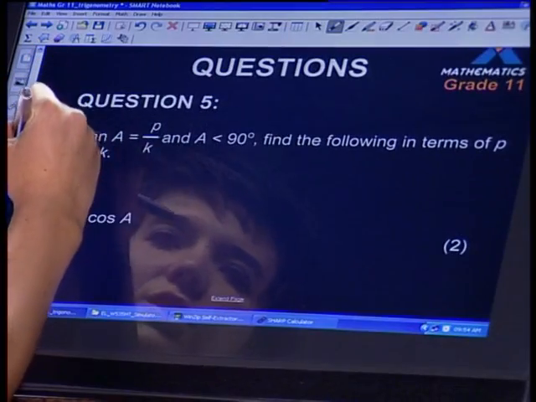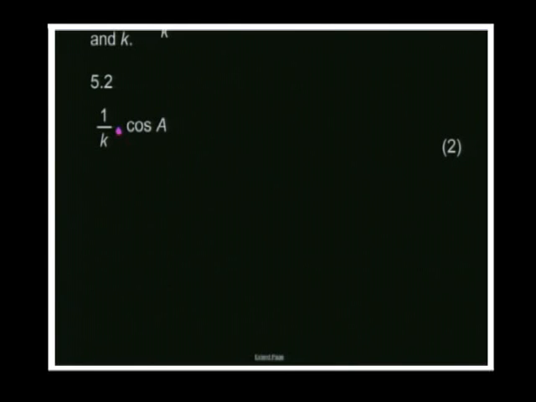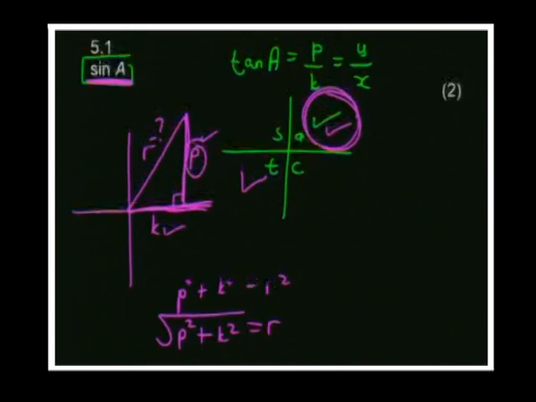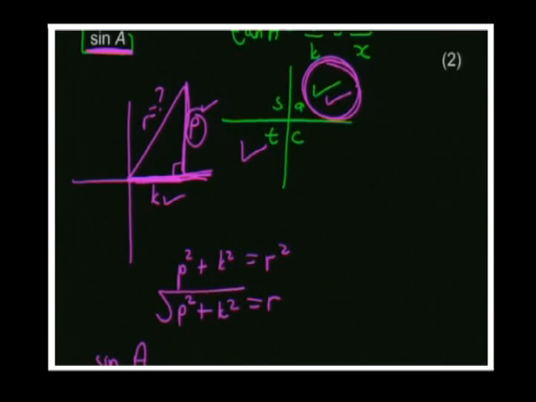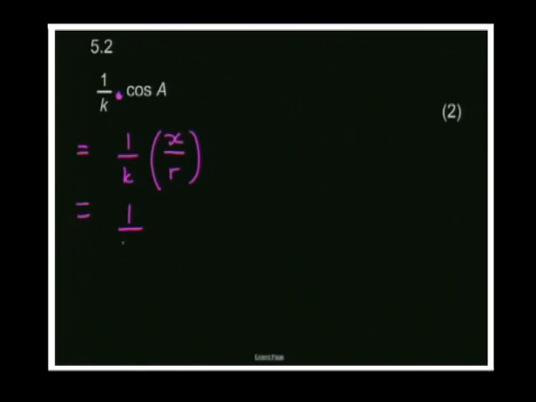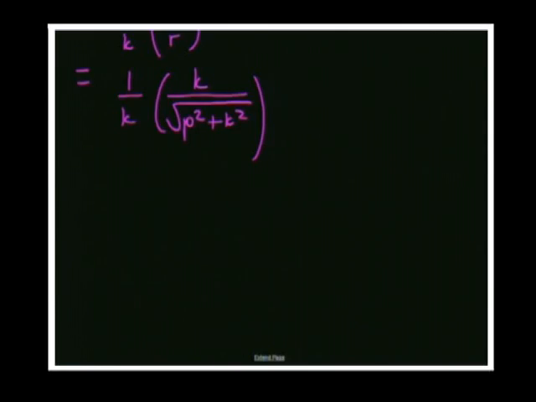Let's look at the next question. Use the exact same diagram to determine 1 over k times cos A. So 1 over k will definitely stay the same. I know that cos is x over r. So I need to go back to my diagram and check what's x over r there. x is k and r is the square root of p squared plus k squared. So I have 1 over k times k over the square root of p squared plus k squared. And if you simplify that, you have a k and a k there. So your answer here is 1 over the square root of p squared plus k squared. Very nice and easy.